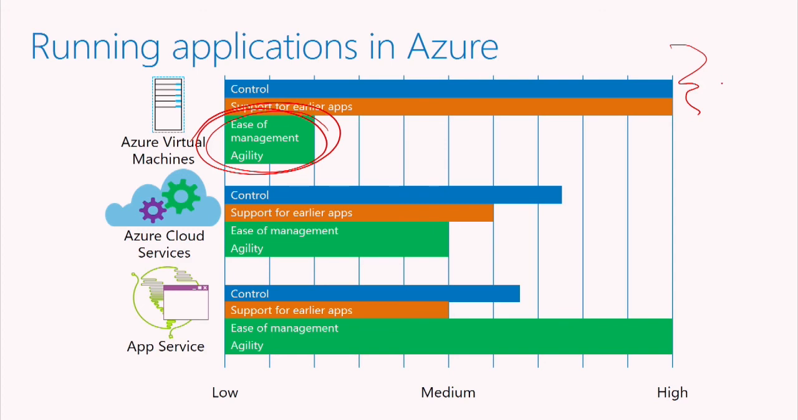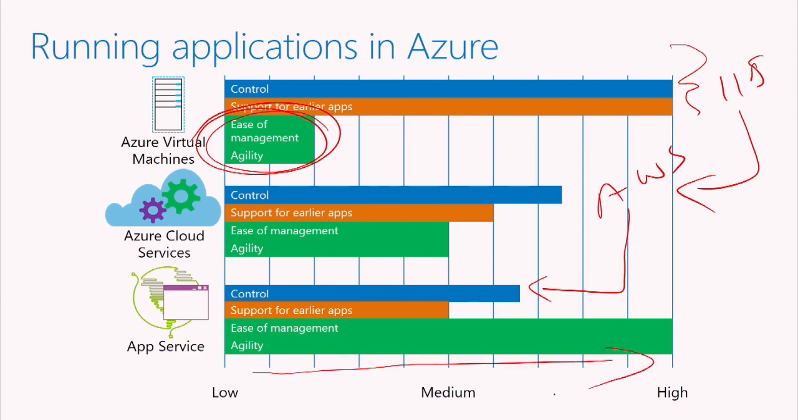So up here, IIS would run just fine. In an Azure website, down here, you may need to make some modifications to the application. And then finally, if you move it to a true cloud-focused app, you may have to make additional modifications, but you'll notice that the flexibility and the management get much, much better.